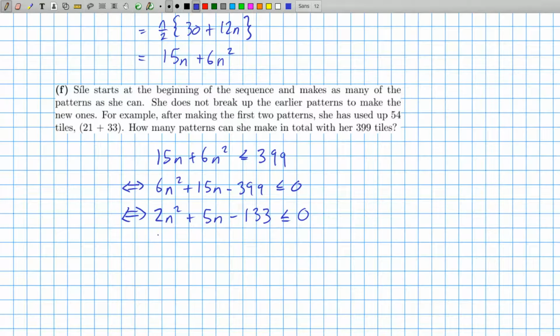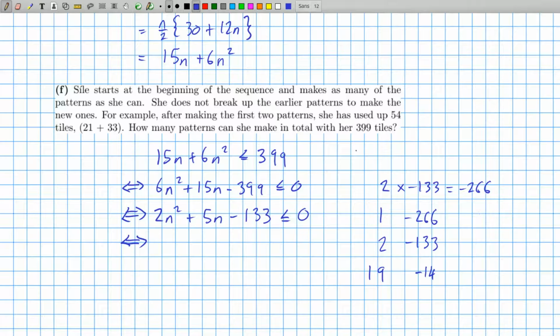And you can use whatever method you want, really, to try and essentially solve this quadratic equation. I'm just going to do a bit of grouping. So I'm going to say the coefficient of n squared is 2, multiplied by the constant minus 133 is minus 266. So I just find factor pairs of minus 266 to try and add to 5n. So for example, there's 1 and there's minus 266. There's 2 and there's minus 133. I'm going to jump to the end here and I'm going to have 19 and minus 14.